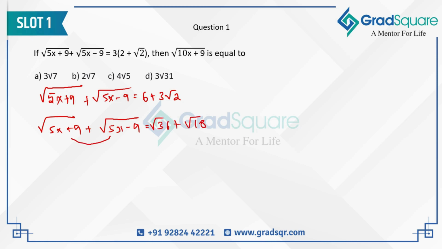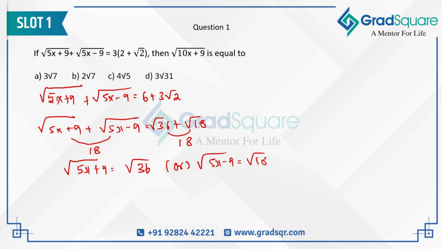And the difference between these two terms is common. They have a common difference of 18. So I can equate each and every individual term. So I'll be getting square root of 5x plus 9 is equal to square root of 36, or square root of 5x minus 9 will be equal to square root of 18. So solving any one of these equations, we will be able to get the value of x.